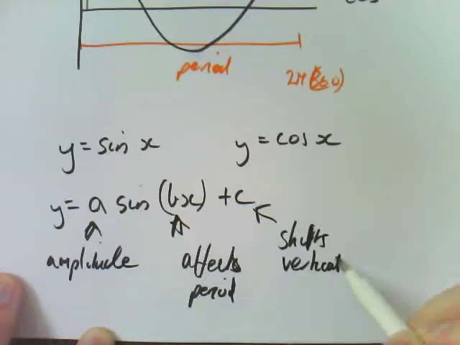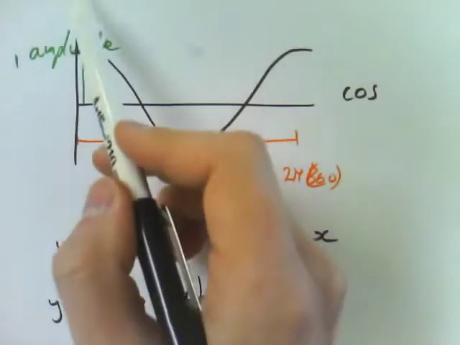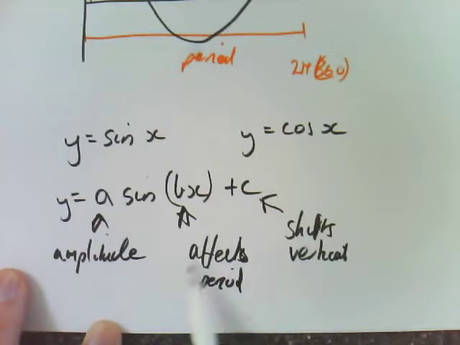Yeah. All right, and cos is exactly the same. You just replace sine for cos. So A adjusts the amplitude. So if A is 4, then your amplitude is no longer 1. Your amplitude is actually up at 4. Okay. B affects your period.